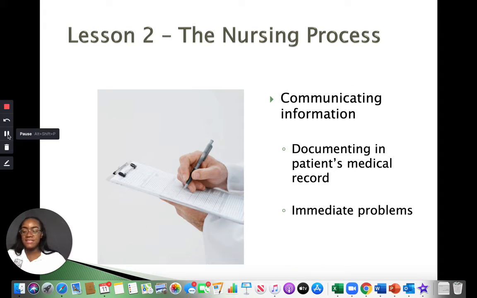The second part of the assessment is communicating the information about the patient to other team members. Members of the nursing team may do this by documenting the information in the patient's medical record. Problems must be reported immediately.